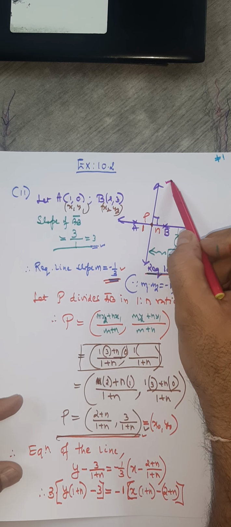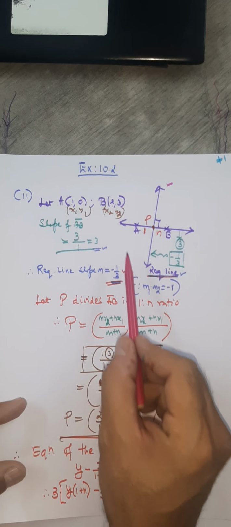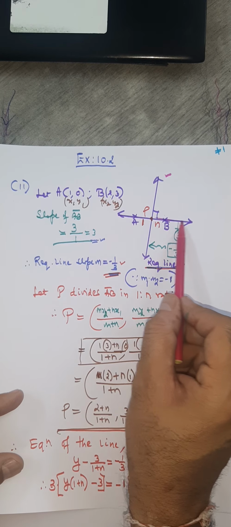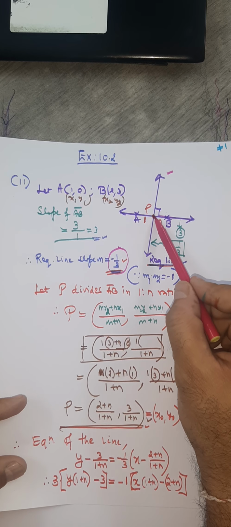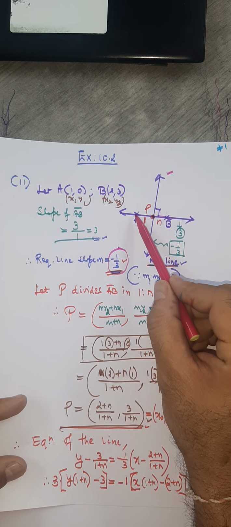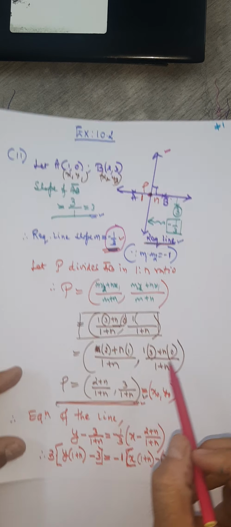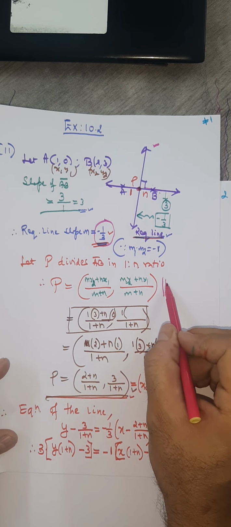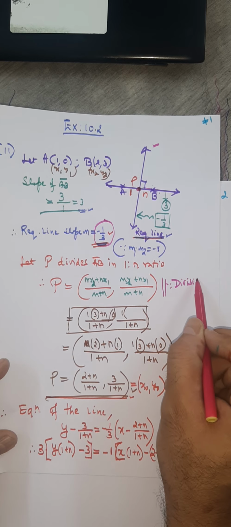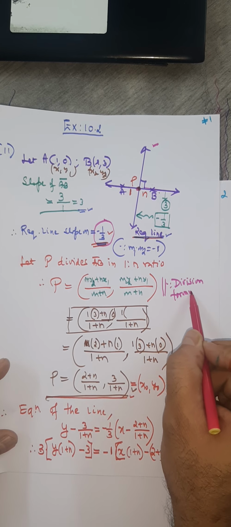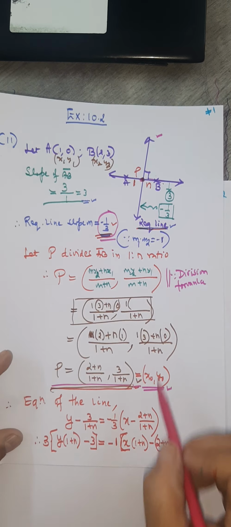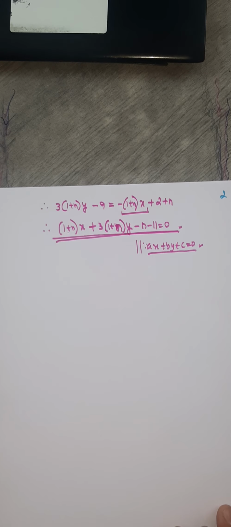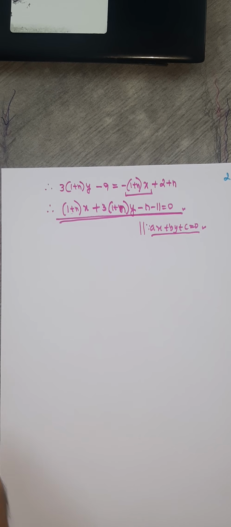This is our required line. So I need a point and slope on this line. Using the perpendicular concept, first I got the slope of this line, and then you have minus 1 upon 3. So I got the slope. Now I need this point. In the data you are given that this point divides AB in 1:n ratio. So this is the division formula, already mentioned in the beginning of the chapter. You know it from 10th standard. So using this division formula, we got the point. Once you have the point and the slope, you can get the equation by which formula? Point slope form. Okay. Next question.